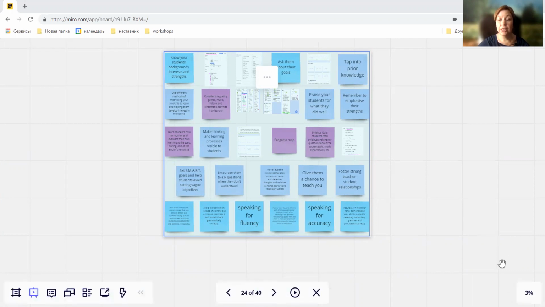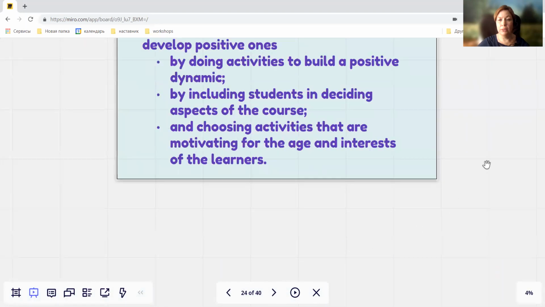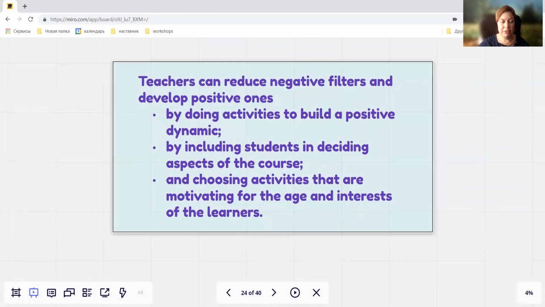Thus, teachers can reduce negative filters and develop positive ones by doing activities to build a positive dynamics, by including students in deciding aspects of the course, and choosing activities that are motivating for the age and interest of the learners.